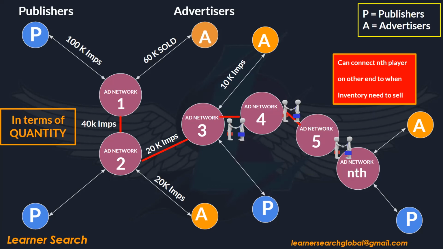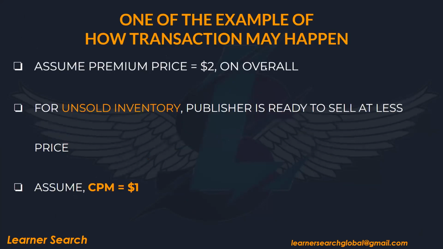What are the problems they face? And they are helpful, obviously. See, you're able to sell all the impressions here, right? In a positive way, if you think, all the impressions which are available from the publisher end, or supply end, are sold to someone, somehow, to everyone. Got this point, right? Yes, Ram. So you can connect the nth player on the other end when inventory needs to be sold. So that is one example of how a transaction may happen.